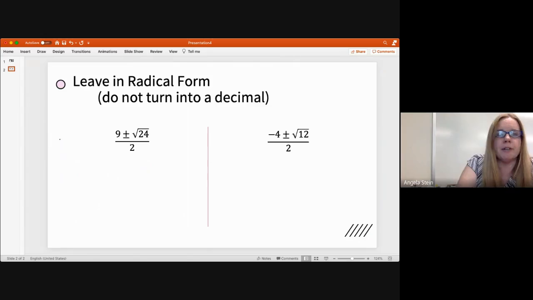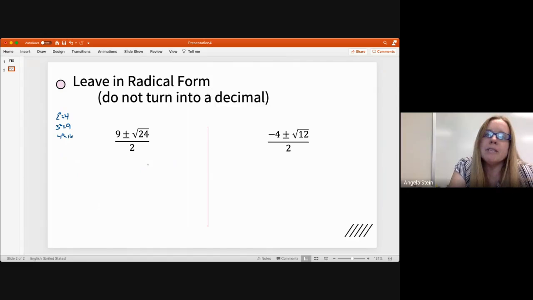Well, let's just, over here off to the side, think about our perfect squares. 2 squared equals 4. 3 squared equals 9. 4 squared equals 16, right? Well, 24 is not going to work here because 5 squared is going to be 25. But could I divide 24 by one of these perfect squares? And I can divide 24 by 4.